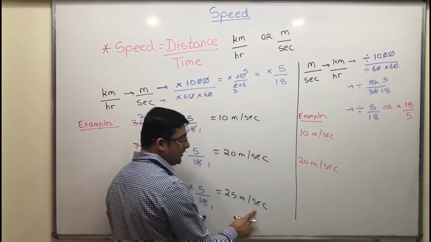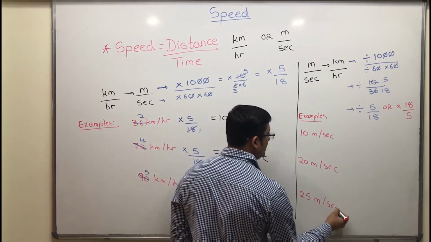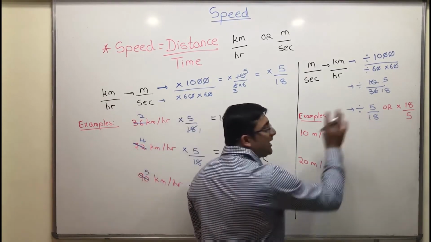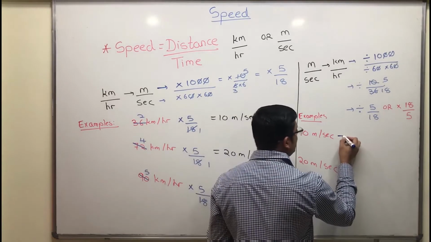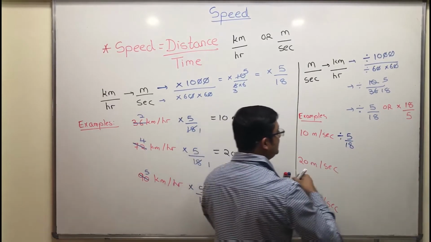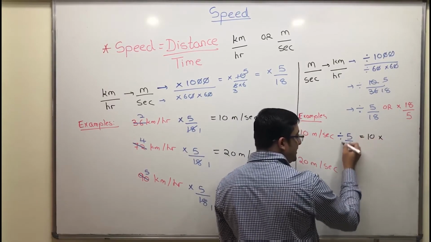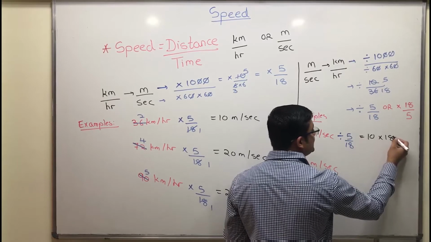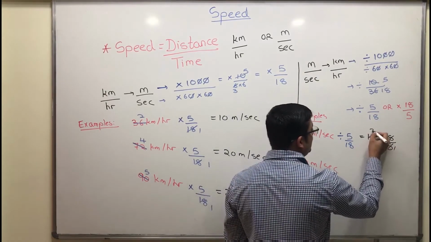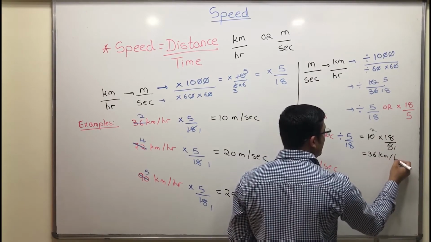And then we have 25 meter per second. So I'll show you, you'll get the same value. Whenever you have to convert meter per second to kilometer per hour, either divide by 5 by 18. So when you divide by 5 by 18, what do you get? Let me simplify this. This is equal to the first number as it is into the reciprocal of 5 by 18, that is 18 by 5. This is how you divide two numbers, right? So 1 and 2. 2 into 18, 36 kilometers per hour.